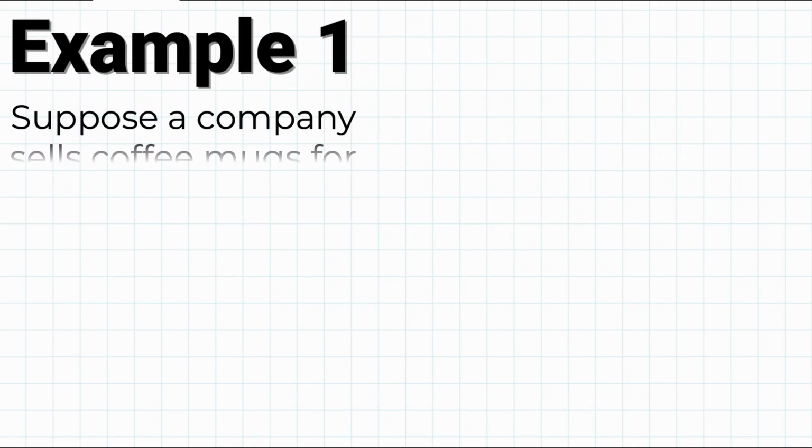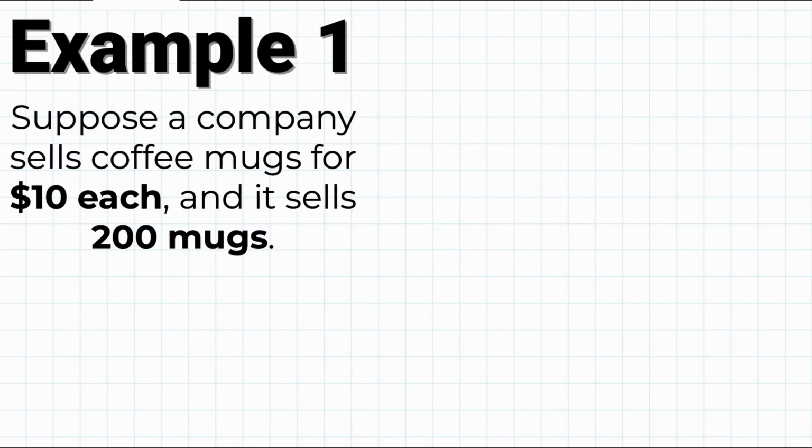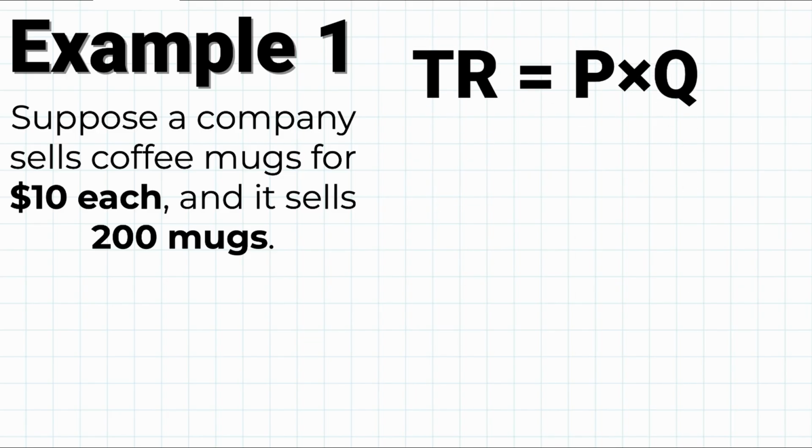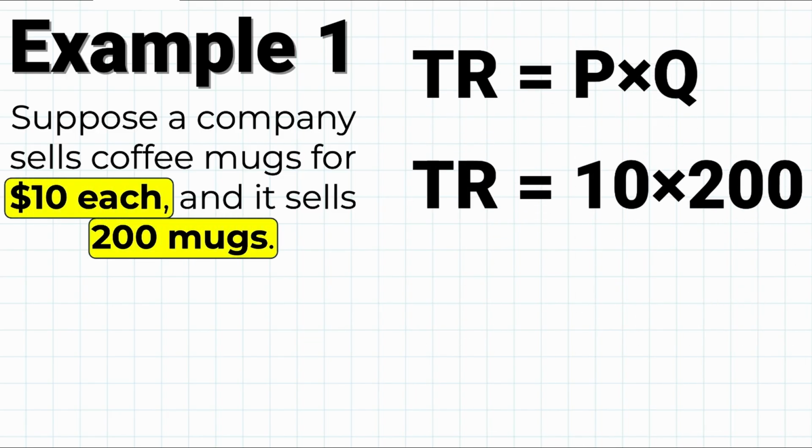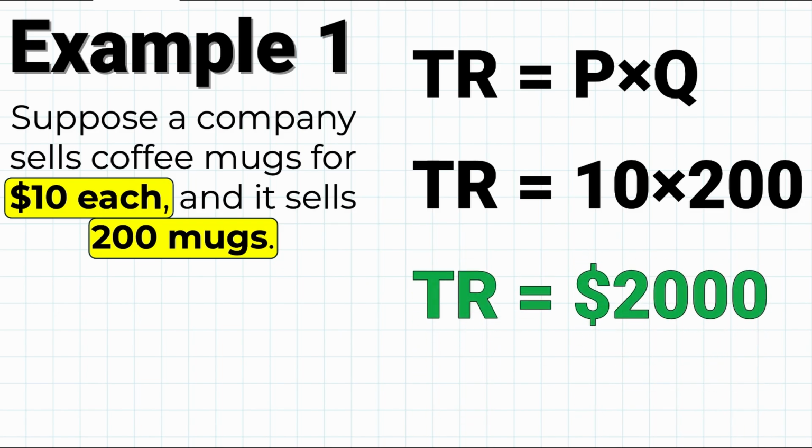Suppose that a company sells coffee mugs for $10 each and it sells 200 mugs. Well, total revenue is equal to price times quantity. And I can see the price and the quantity right here. So the formula says I just need to multiply them together, and that means that total revenue is equal to $2,000.